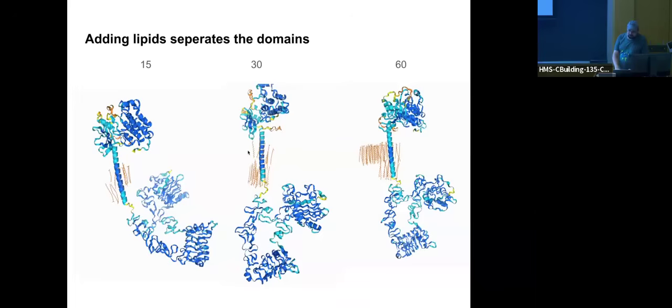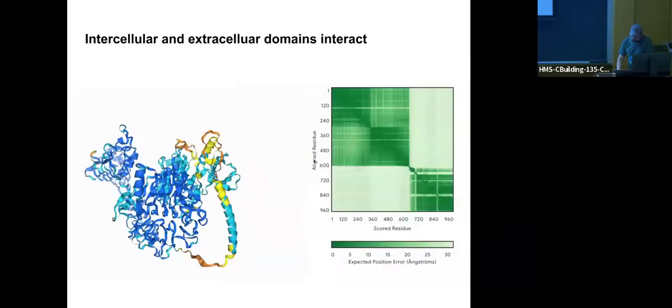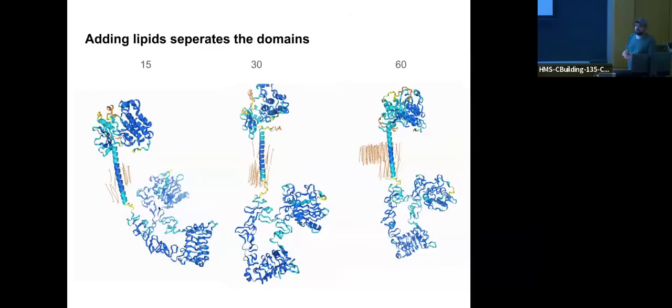So I tried 15, 30, 60. If you go beyond that, it starts making micelles and then nothing works again. So there seems to be some kind of critical mass where it starts to form micelles again. But it's kind of interesting. This helix used to be completely here, and the intracellular and extracellular parts were coming together. And now you can essentially start to separate these things. Yep.